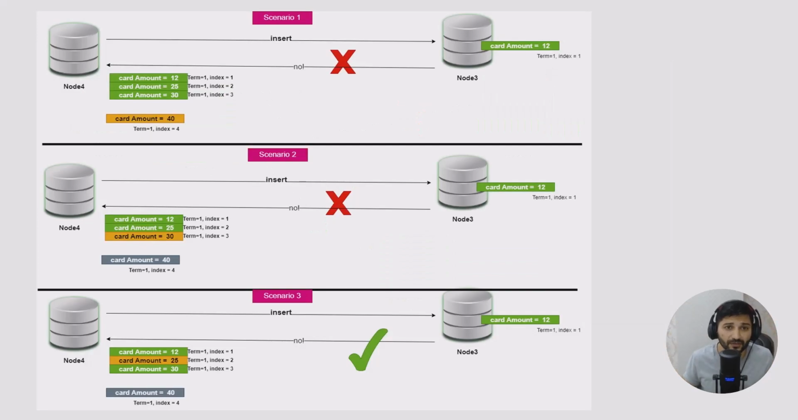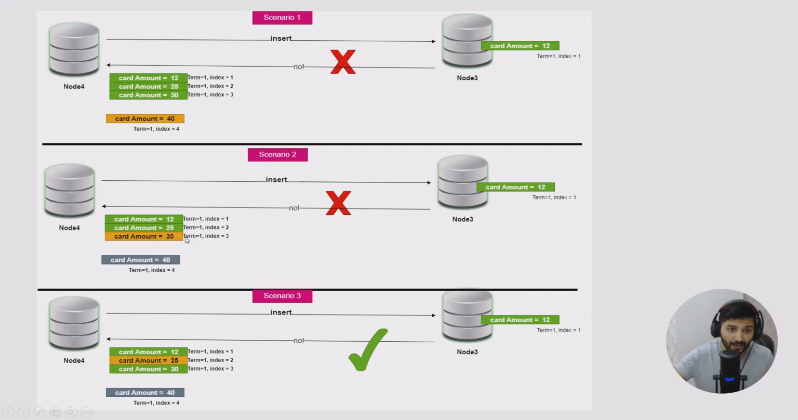This is our scenario for implementation. We have node 4 as a leader. Node 4 is trying to send index 4 to node 3. Node 3 has index 1 as its latest information. So we have inconsistent data, an inconsistency here. So node 3 will respond with a bad request, with an error: sorry, I cannot accept this entry because I don't have the latest information from the database.